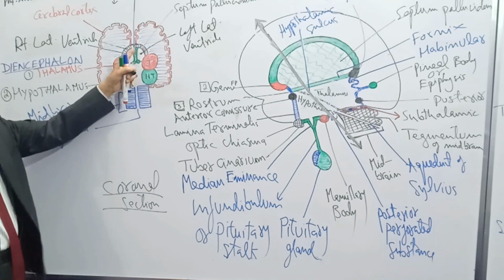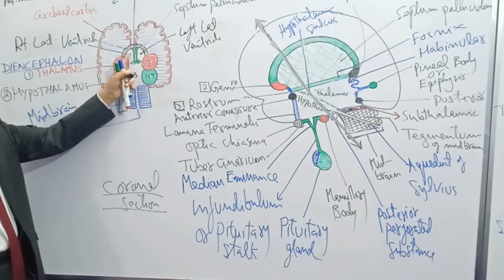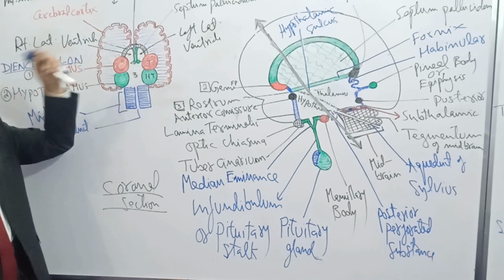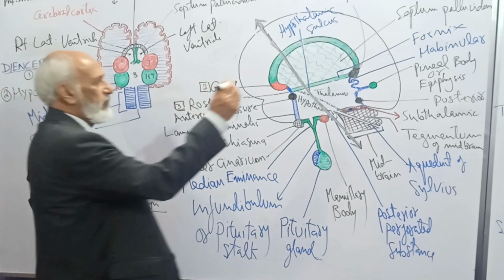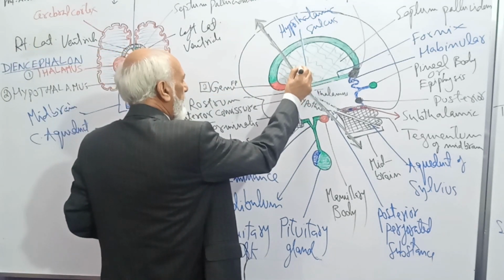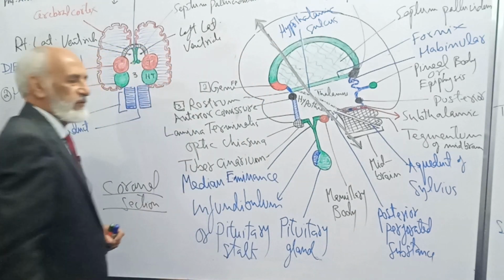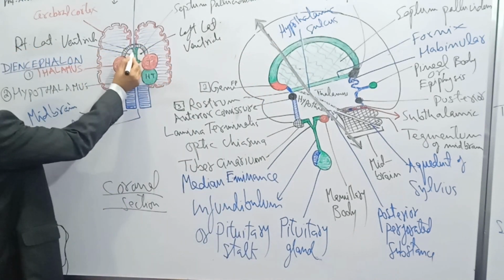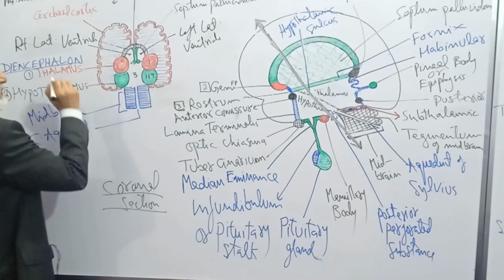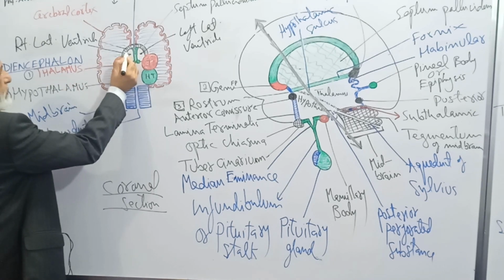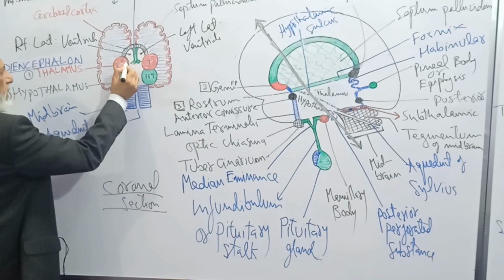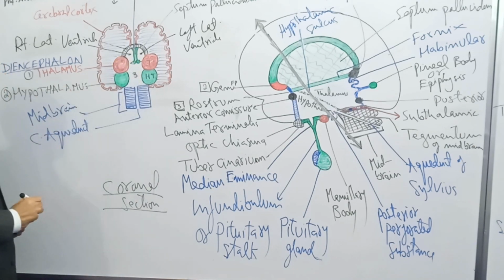cerebral hemisphere. Which structure separates the right and left ventricle from each other? Septum pellucidum. That is, when you pass a needle through this septum pellucidum, it will enter into the lateral ventricle of the cerebral hemisphere. Can you see? This is the medial wall of the ventricle. This is the roof, and this is the floor of the lateral ventricle.